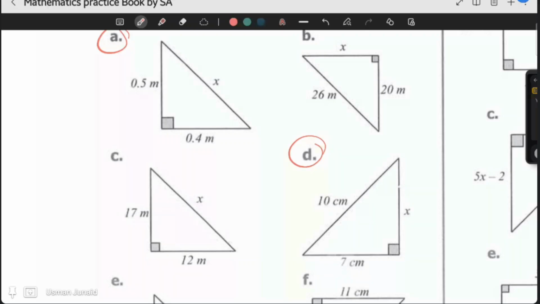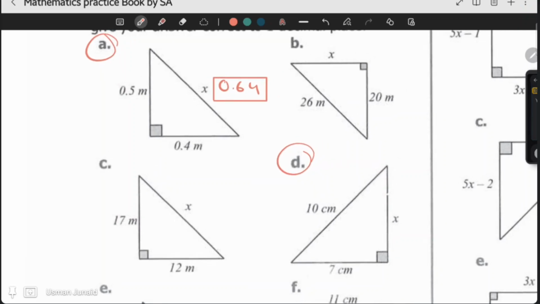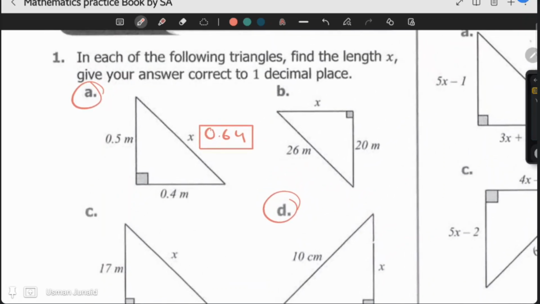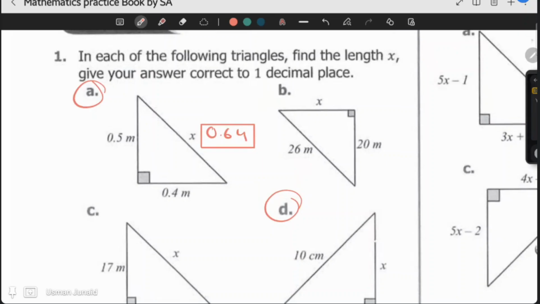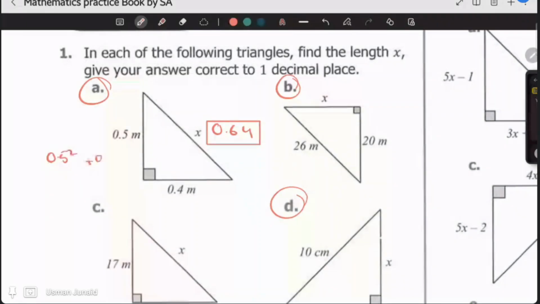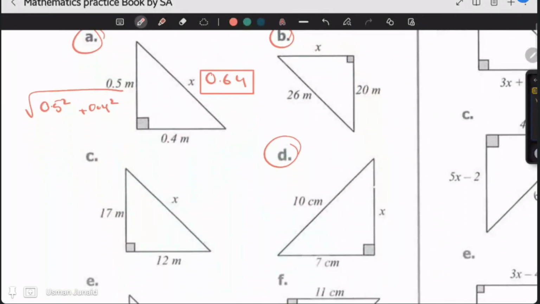What did you do? It is 0.6, but it's 0.64. Okay, plus 0.4 whole squared, under root. What about D? Check which lines you have. Do you have the hypotenuse? Do you have the other lines? Which lines do you have?